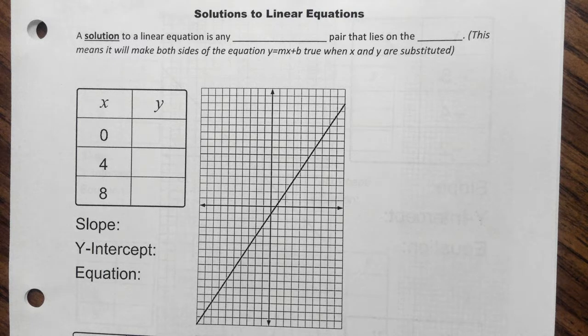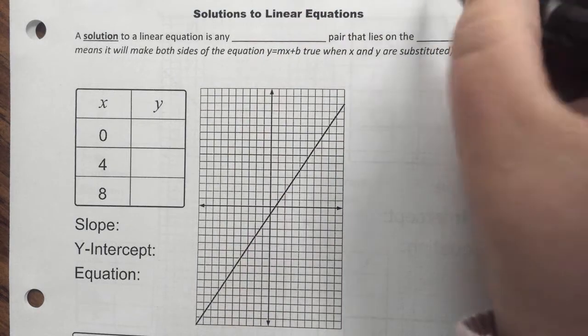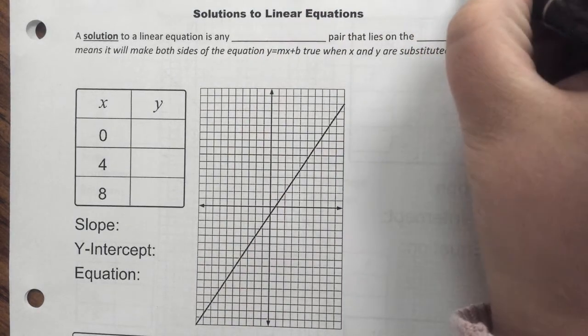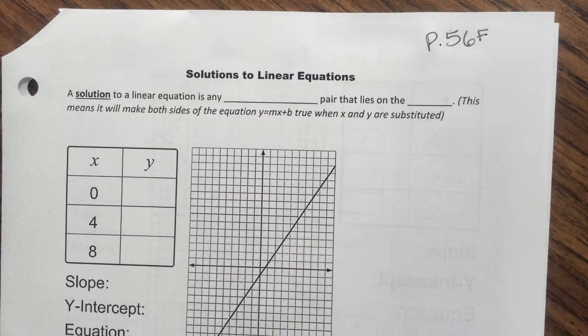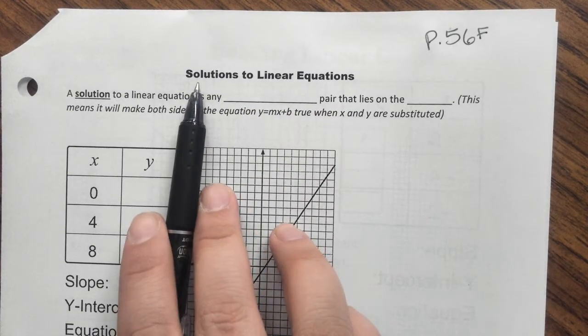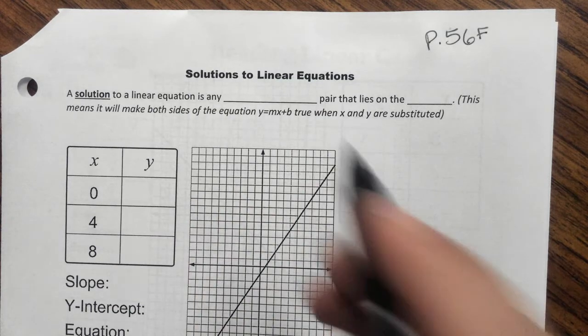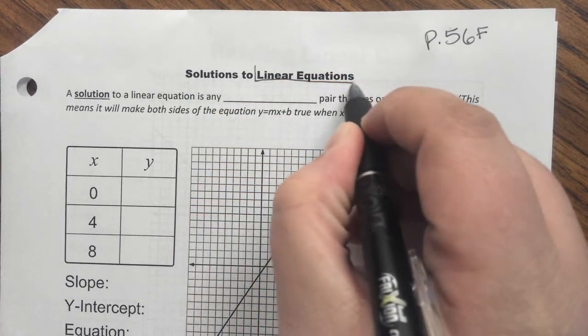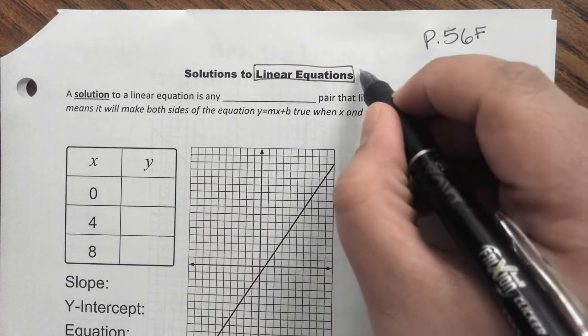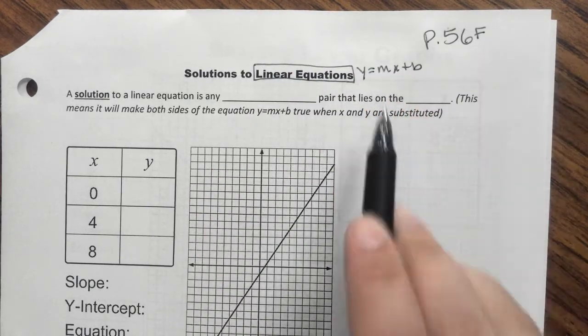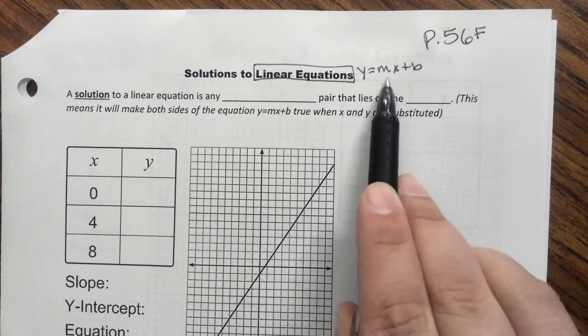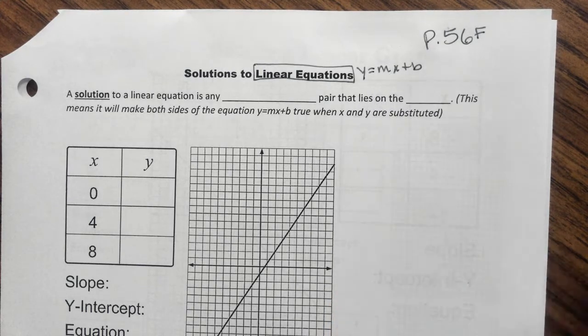All right, today we are going to talk about solutions to linear equations. We've been talking a whole lot about, this is page 56. And this page is front and back, so we're going to write 56F for front. Now, solutions to linear equations is our topic today. We've been talking a whole lot about linear equations, and we know that in 8th grade linear equations look like y equals mx plus b. Remember, we call that slope-intercept form because you can see the slope and the y-intercept.